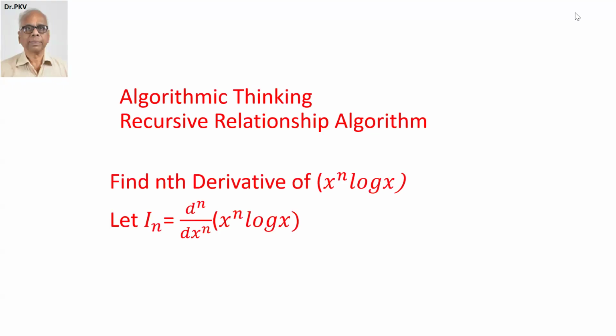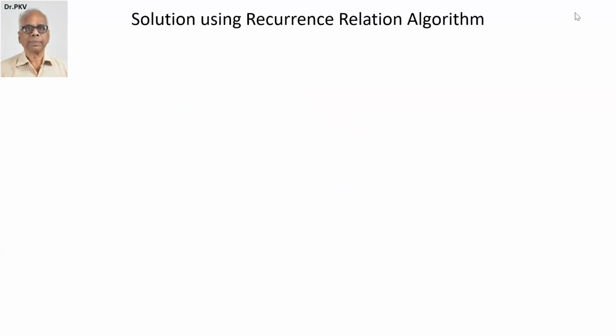Let me start with an interesting problem in calculus where the solution can be obtained using a recursive relationship algorithm. Find the nth derivative of x^n log x. That is the question. Of course, logarithm of x is ln x, that means it is with respect to the base e. Let me discuss the solution.